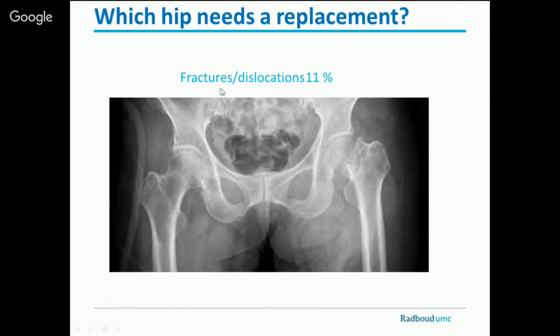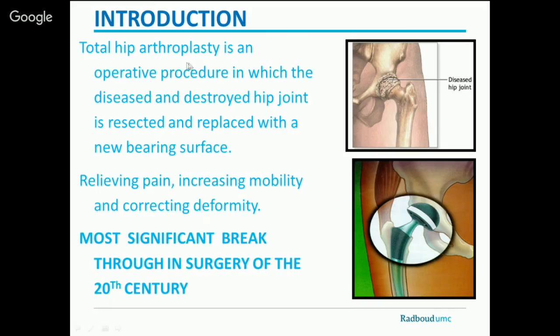We also treat fractures, and this is often in elderly. You can see here a neck fracture. The surgeon needs to do something about that, and what shall he do? So we use then a total hip arthroplasty, which is an operative procedure in which the diseased and destroyed hip joint is resected and replaced with a new bearing. And the aim is to relieve pain, increase mobility, and correct the deformity. And it's often considered as the most significant breakthrough in surgery of the 20th century. It has been very successful.